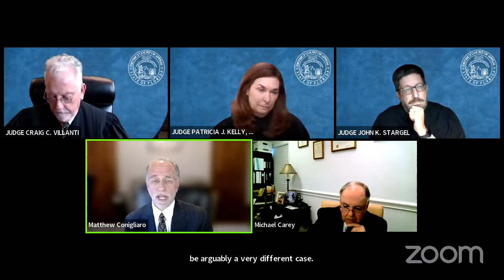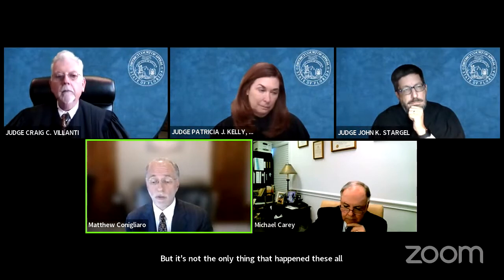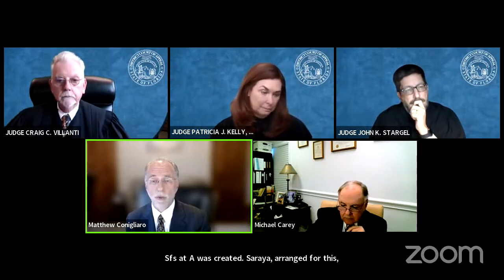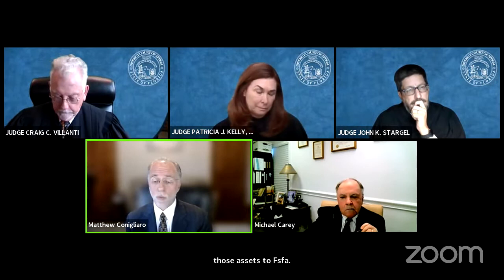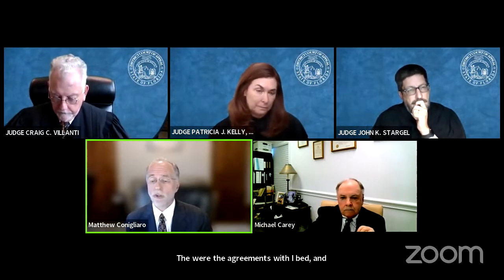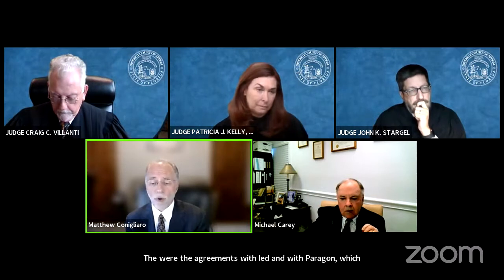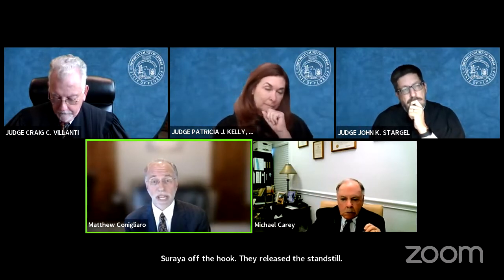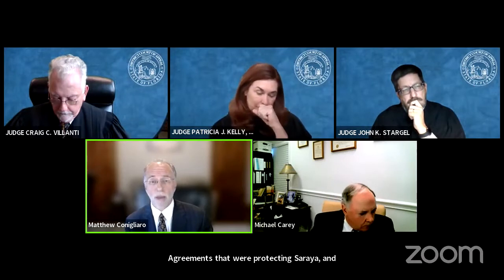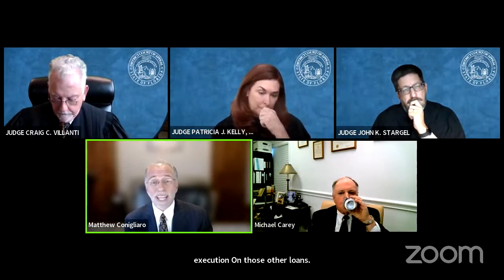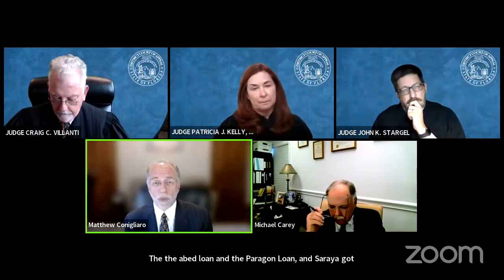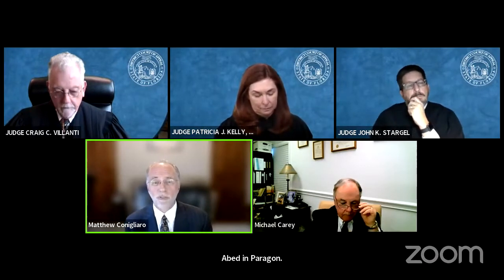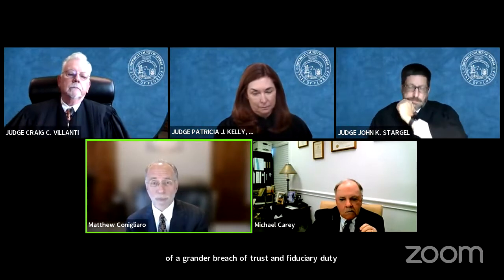These all happened together. As FSFA was created, Soraya arranged for this transfer to the bank and then for the bank to transfer those assets to FSFA. There were the agreements with Abed and with Paragon, which got Dr. Soraya off the hook. They released the standstill agreements that were protecting Soraya and Tunesia from execution on those other loans, the Abed loan and the Paragon loan. And Soraya got kickbacks from the amounts that would be recovered by Abed and Paragon. Those are personal kickbacks. It's hard to picture a grander breach of trust and fiduciary duty for a manager than what happened in this package.